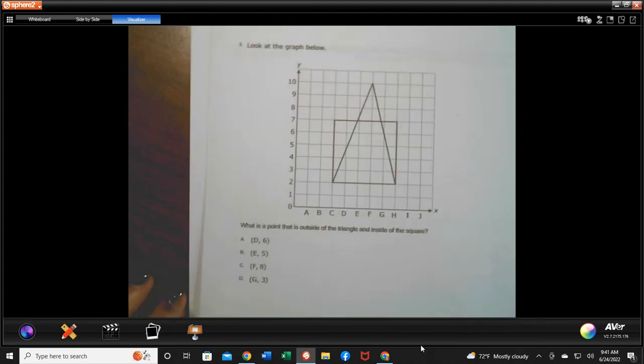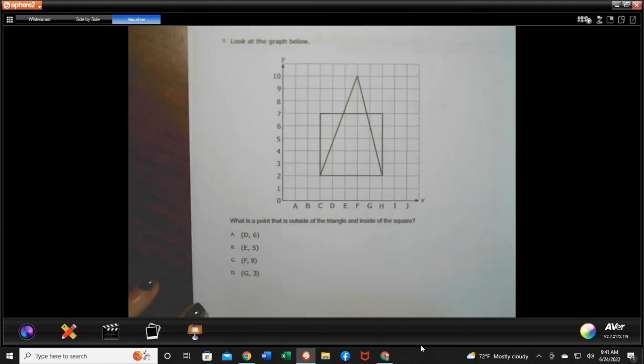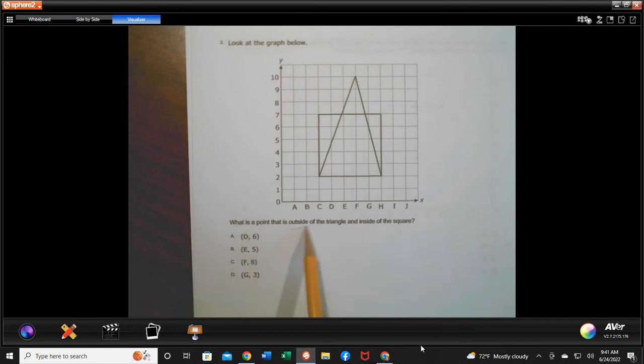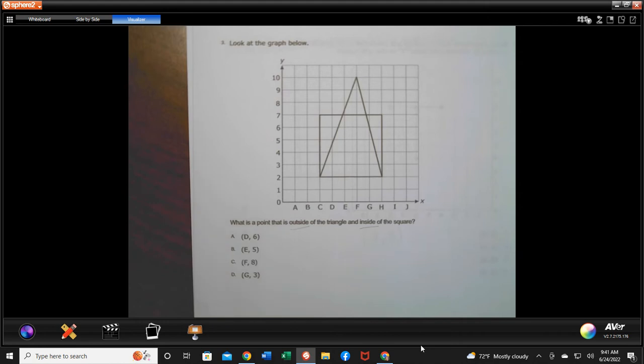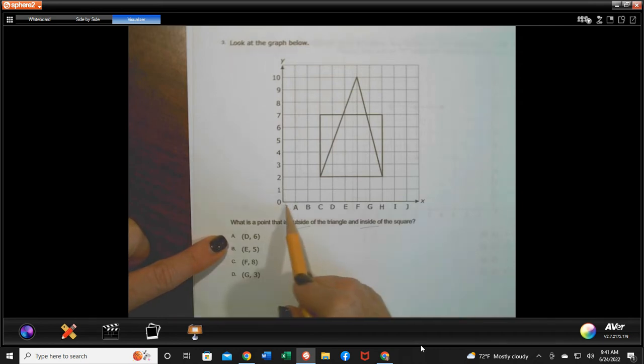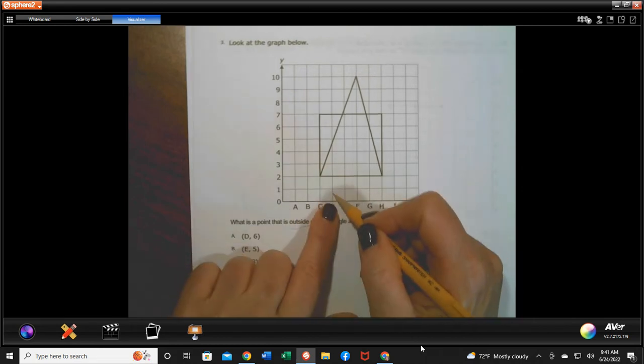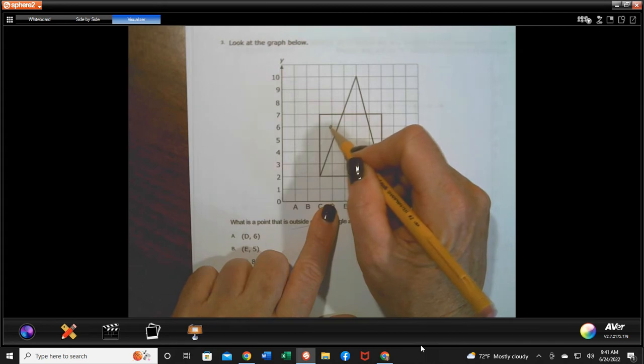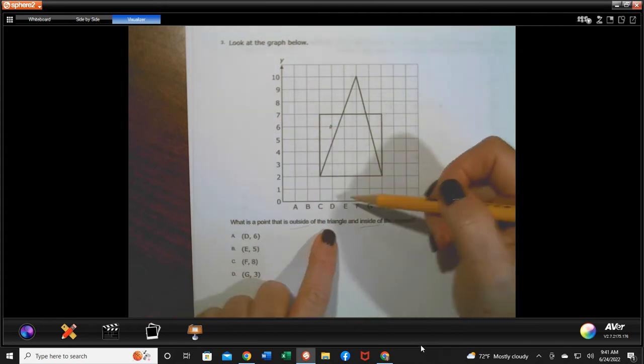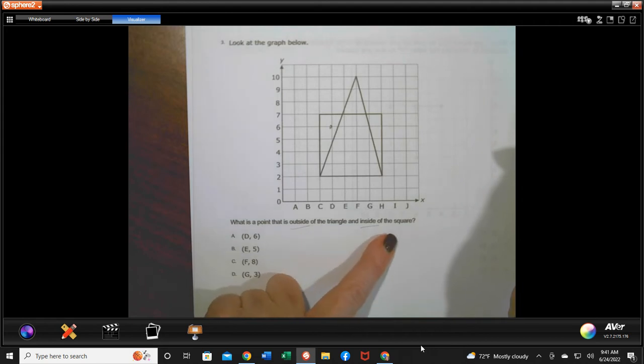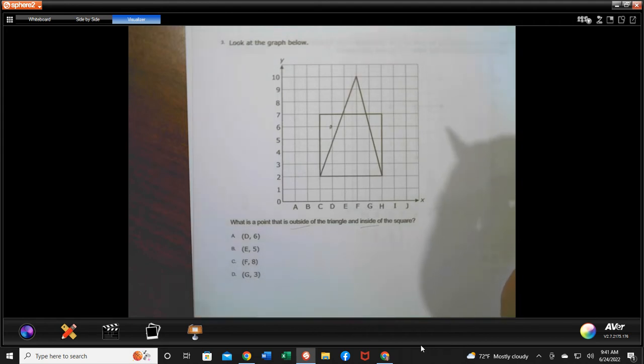Number 3, we're looking at the graph below, and we want to know what is the point that is outside of the triangle but inside of the square. So I think the best way to work this particular problem is to look at where each point is. So let's look at D6. So we have a letter on the x-axis for the values. So same as numbers, we go over to the D and we go up to the 6. And if we put a point here, let's check it. Is it outside of the triangle? Yes. Is it inside of the square? Yes. So I'm thinking it's probably D6, but I'm going to come back through and check the others.